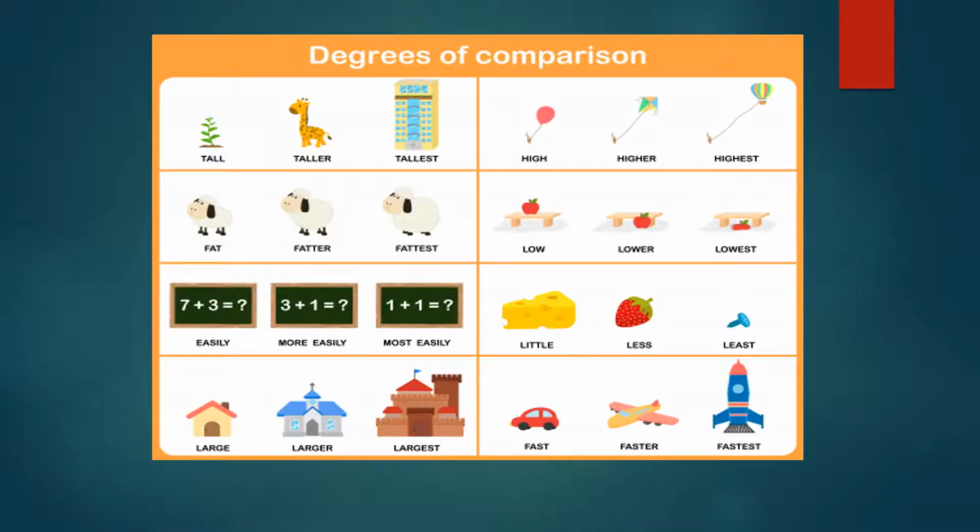Now, these are the degrees of comparison. Look at this picture. Tall, taller, tallest; high, higher, highest; fat, fatter, fattest; low, lower, lowest; easily, more easily, most easily; little, less, least; large, larger, largest; fast, faster, fastest. In the further slides, we will learn more about the formation of comparative and superlative degrees.